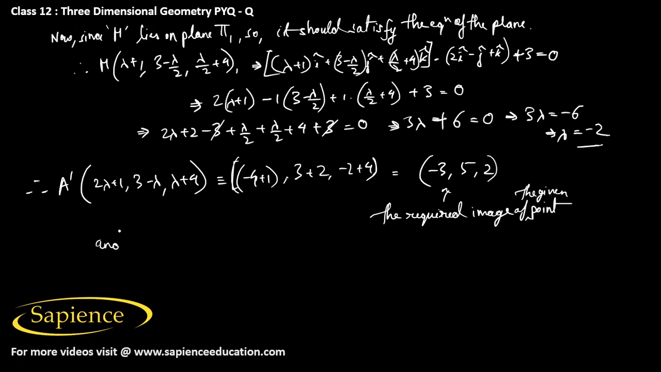And if we want the position vector of the image, that will be OA dash vector, which is -3i cap plus 5j cap plus 2k cap. This also we can write as the answer. Okay, thank you.